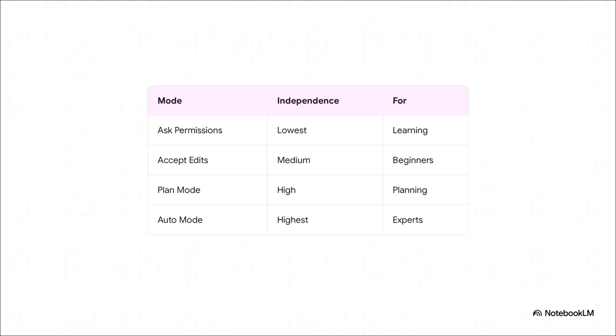You also have these 4 operating modes, ranging from least independent to totally flying solo. In Ask Permissions mode, the AI stops and asks you before taking even the tiniest action. At the total opposite end, Auto mode lets the AI work entirely on its own, just rapidly executing code. But if you're a beginner, your absolute sweet spot is Accept Edits. This lets the AI do all the heavy lifting and all the coding, but it acts as your safety net. It gives you a chance to review what it's doing before anything is finalized.